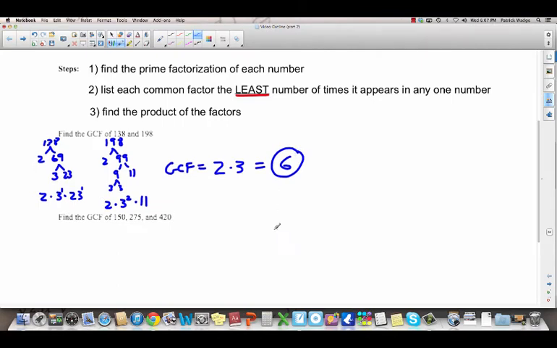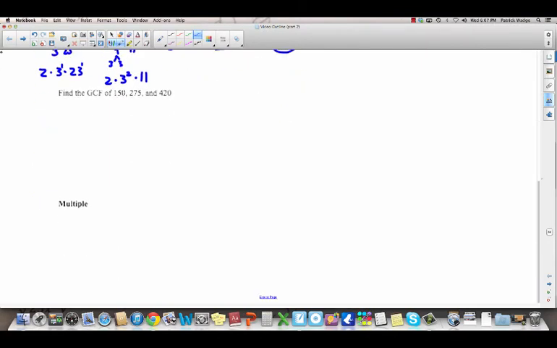Should we do one more of those so you get a clear idea? 150 we start with, and we need to do the prime factorization. Well, we could do 15 times 10, and then break 15 down to 3 and 5, and 10 down to 2 and 5. So our prime factorization is 2 times 3 times 5 squared. 275: 25 goes into that once. 11 is prime, but 25 can be 5 times 5. So you get 5 squared times 11.